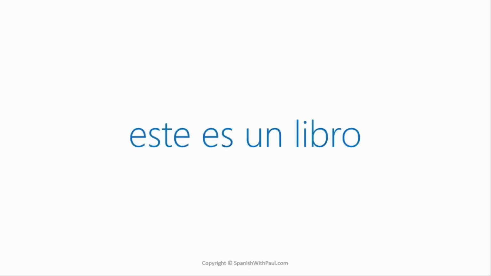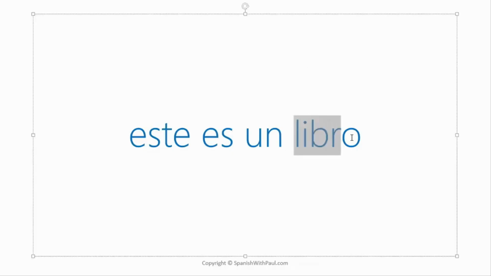Now that we have all three versions for this, we can take things one step further and start saying this is. So, for example, this is a book would be este es un libro. So it's all matching together. We have libro as a masculine word. So we have un instead of una, and we have este instead of esta. So everything is matching this masculine word. Este and un. Este es un libro.